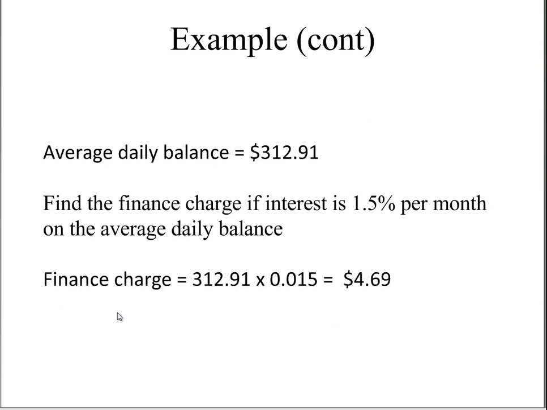The next part of the question asks to find the finance charge if the interest is 1.5% per month on the average daily balance. So if my average daily balance is 312.91, I'm going to multiply that by 0.015. All I did was change that percent to a decimal. My finance charge is $4.69 for that month.